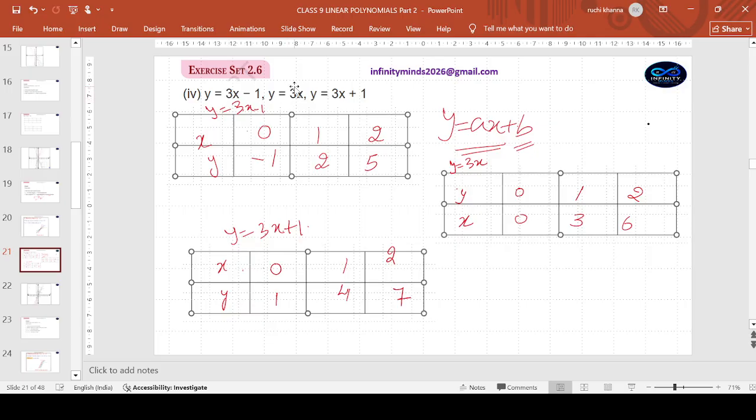AX, 3, 3x, 3x, 3x. All of them were y equals to 3x. One was minus 1, here it is a 0. In a way you can write y equals to 3x plus 0. The y-intercept is not 0. 3x minus 1, 3x plus 0, 3x plus 1.